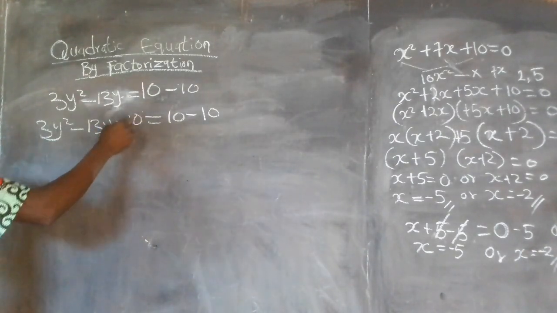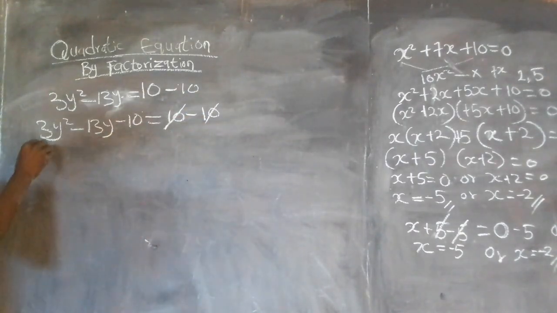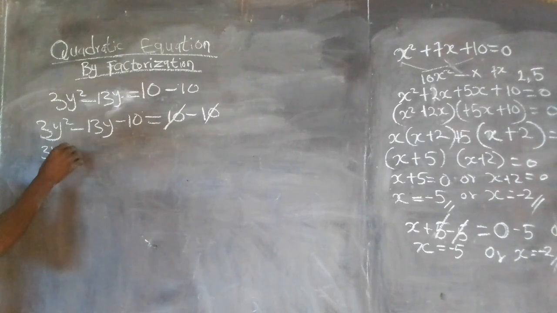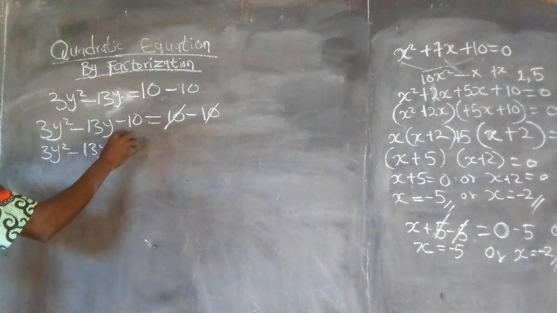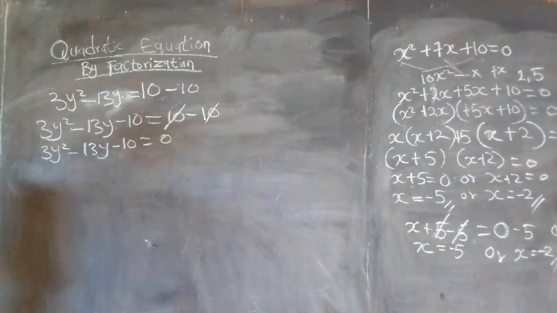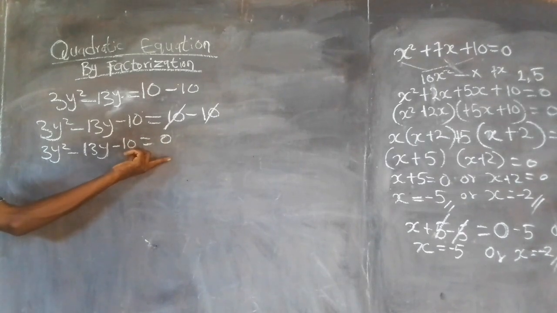So 10 minus 10 gives 0. So you have an equation this way too: 3y squared minus 13y minus 10 is equal to 0. So now you have successfully made the equation equal to 0.